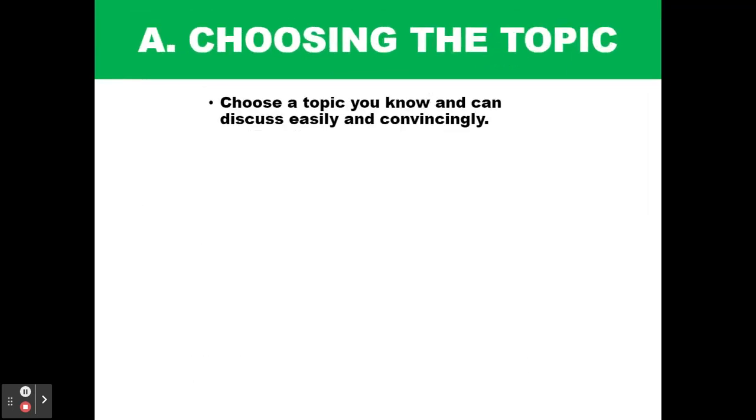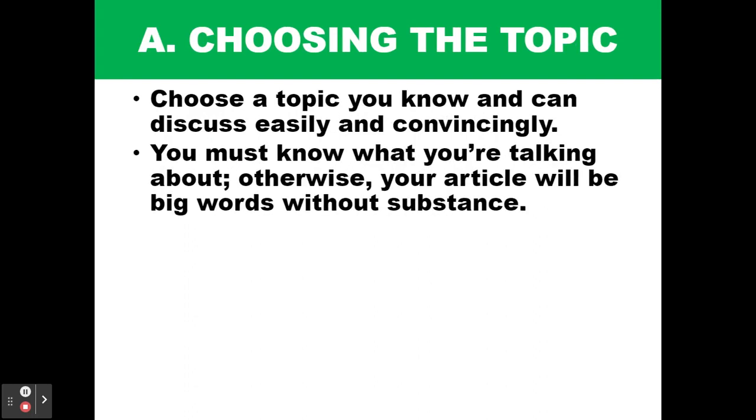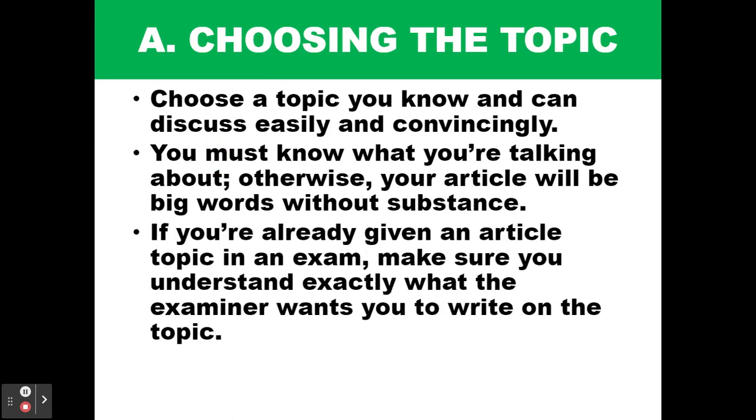Now, choosing the topic, let's look at choosing the topic. You need to choose a topic you know and can discuss easily and convincingly. You must know what you are talking about, otherwise your article will be big words without substance. If you are already given an article topic in an exam, which is usually the case in the West African Senior School Certificate Examination, you need to make sure you understand exactly what the examiner wants you to write on the topic. So to choose the topic, the bottom line is that the topic you choose must be the one you know something about and you can discuss easily and convincingly.